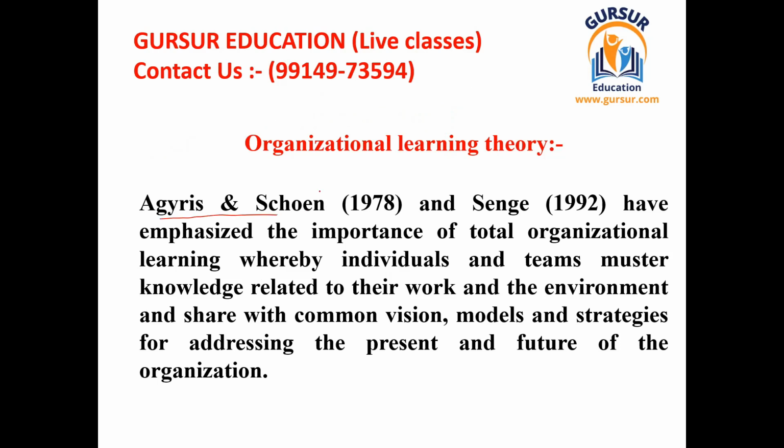So Argyris and Schon and Senge have emphasized the importance of total organizational learning, whereby individuals and teams muster knowledge. Muster means they can gain knowledge relating to their work and the environment, and they can share a common vision. So they are just saying that as the organization is growing, the individuals and the team can learn new things. They can share common vision, models, strategies, and they can address the present and future of the organization. So they should be treated in a way that their learning is continuous, and the management should make all possible effort to make their learning and their achieving of goals continue.